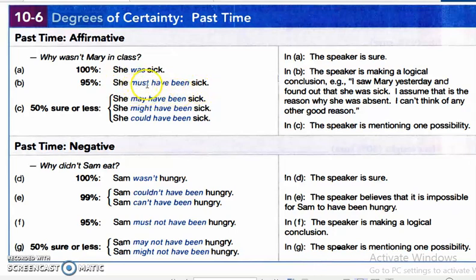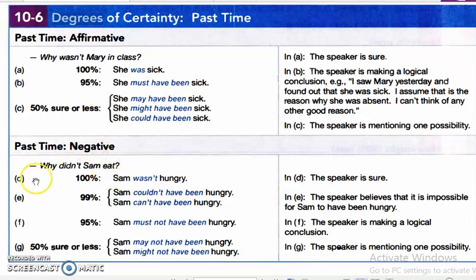After the modal must, there should be auxiliary have and then verb of past participle. In this case it is been. Now, if you are only 50% sure or less, she may, might, or could have been sick. That's it. If you want to express something that might already have happened in the past, use modals and then auxiliary have and then verb 3 or past participle.